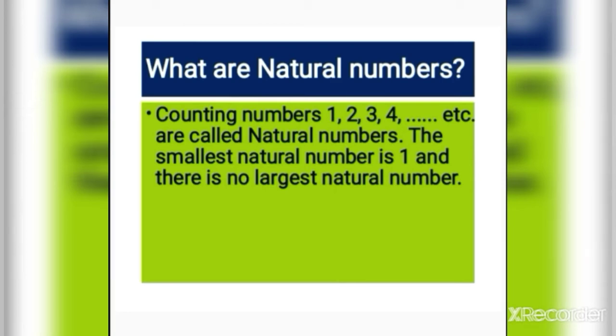Counting numbers 1, 2, 3, 4 and so on are called natural numbers. The smallest natural number is 1 and there is no largest natural number. I repeat, all the counting numbers are called natural numbers. The smallest natural number is 1. That means natural numbers start from 1.